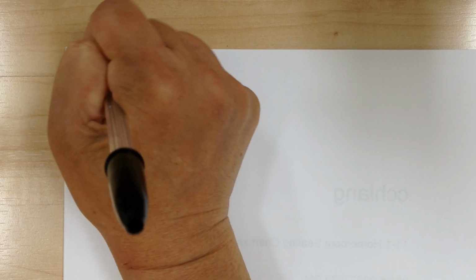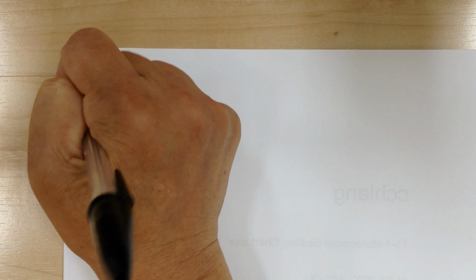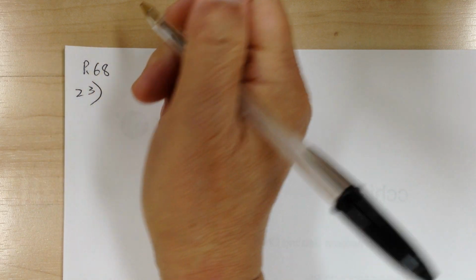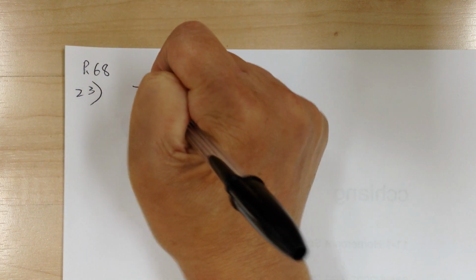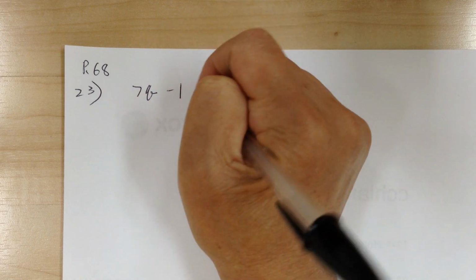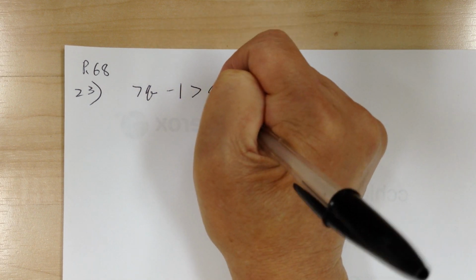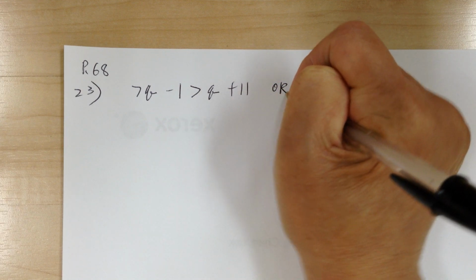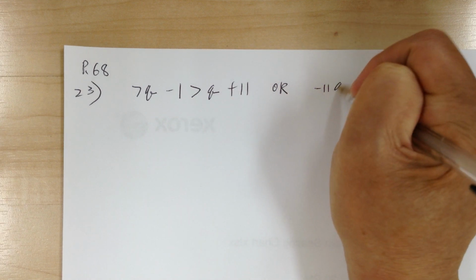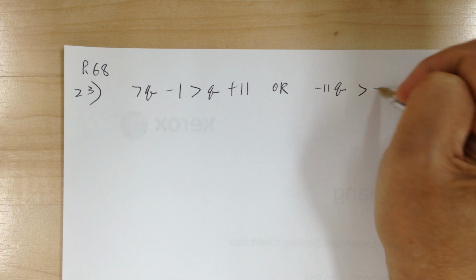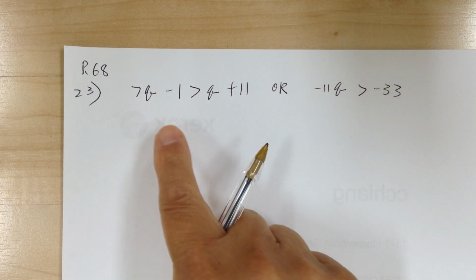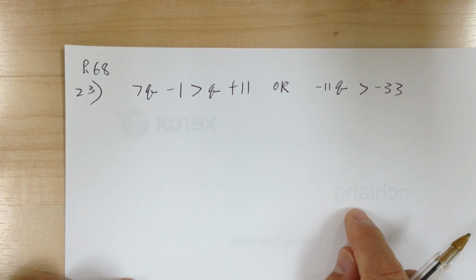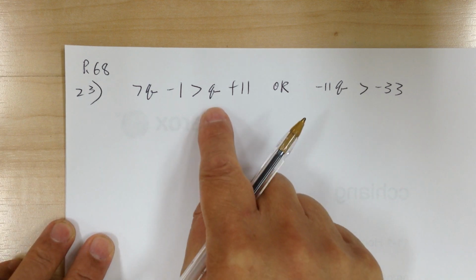Let's go to page 68 and start with number 23. You have 7q minus 1 is greater than q plus 11, or negative 11q is greater than negative 33. So you've got two inequalities, so let's do one at a time. Let's do this one first.